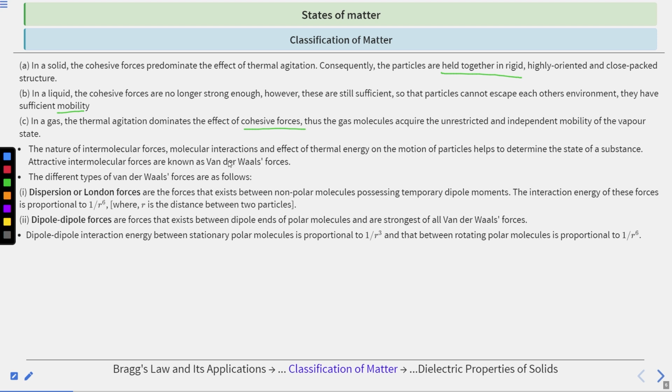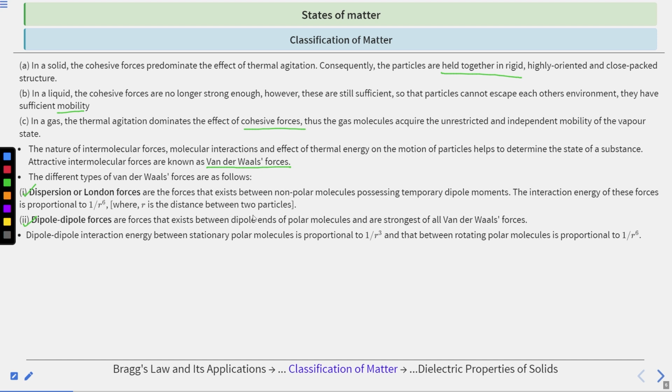Attractive intermolecular forces are known as van der Waals forces. Different types of van der Waals forces are as follows: dispersion or London forces. These forces exist between non-polar molecules possessing temporary dipole moments. The interaction energy of these forces is proportional to 1/r^6, where r is the distance between two particles. Second, dipole-dipole forces.